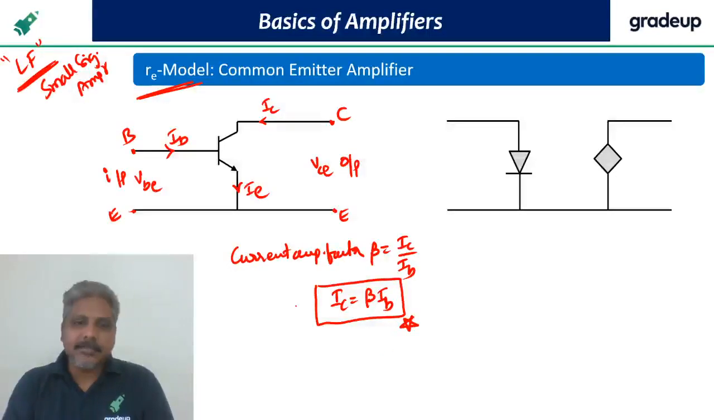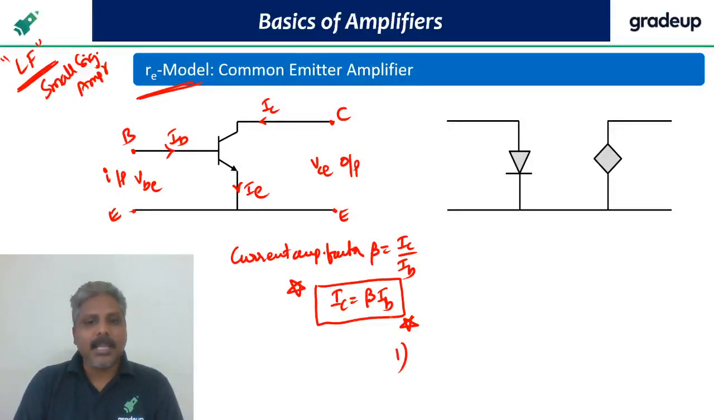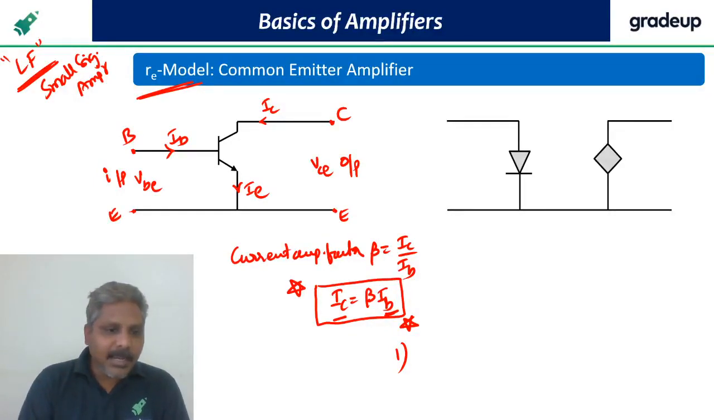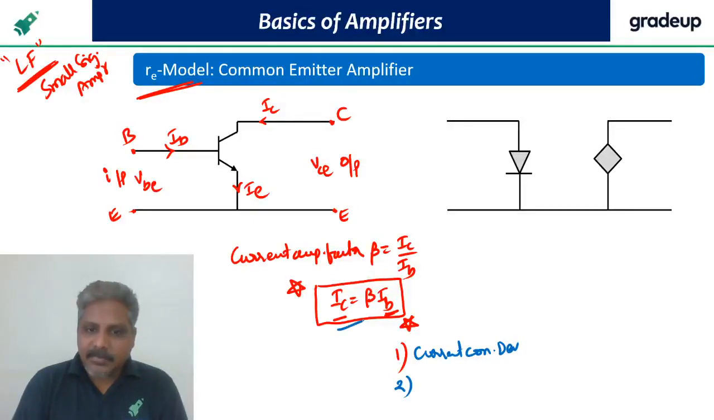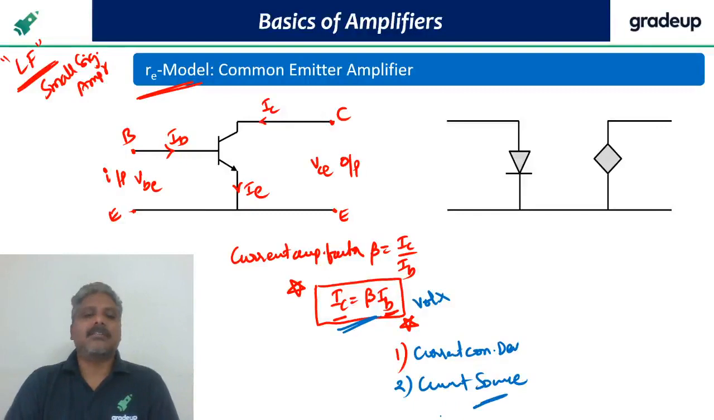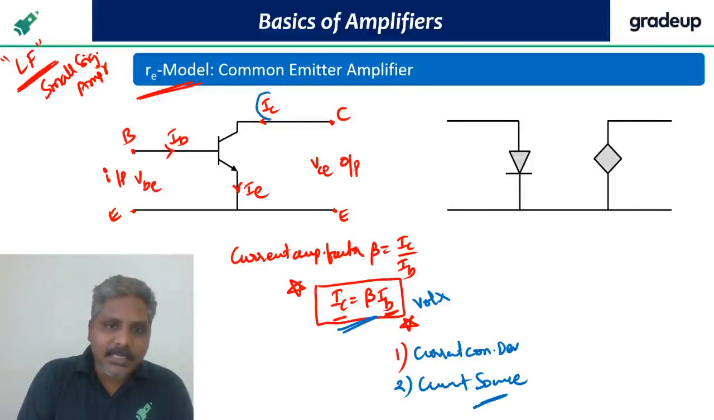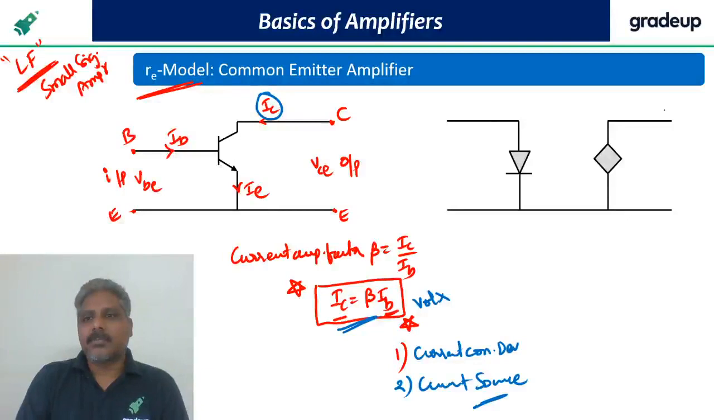See here guys, again it is a very important equation. It looks very simple, but what does it tell you? Point number 1: the current flowing in the collector depends on the base current. Current depends on current only. That's why it is called a current controlled device. Second point: this equation does not have any voltage term. That means it is like a current source. So the current flowing in the collector is like a current source. That's what I have represented here.